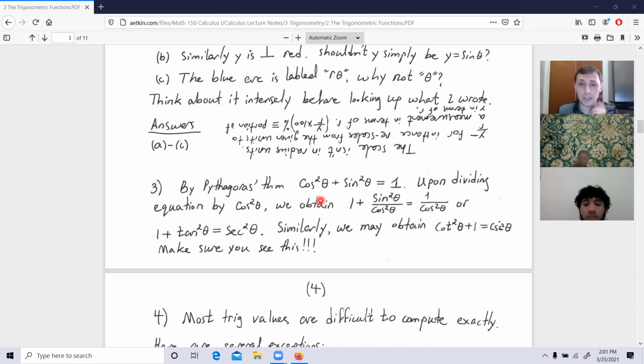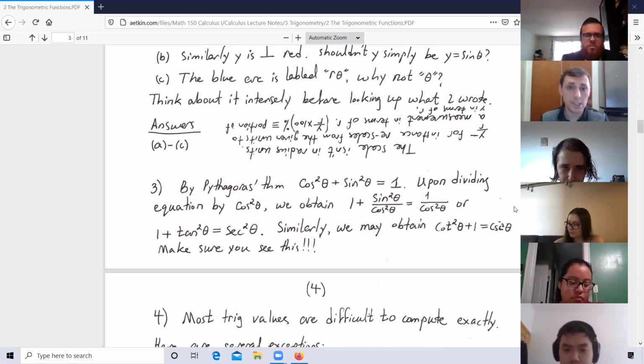If you divide everything by cosine squared, you get 1 plus sine squared over cosine squared, 1 over cosine squared. So what do we get? We get 1 plus tangent squared equals secant squared. If I do the same but divide by sine squared, I get the formula cotangent squared theta plus 1 equals cosecant squared. Make sure you understand it, guys. Those formulas become important.